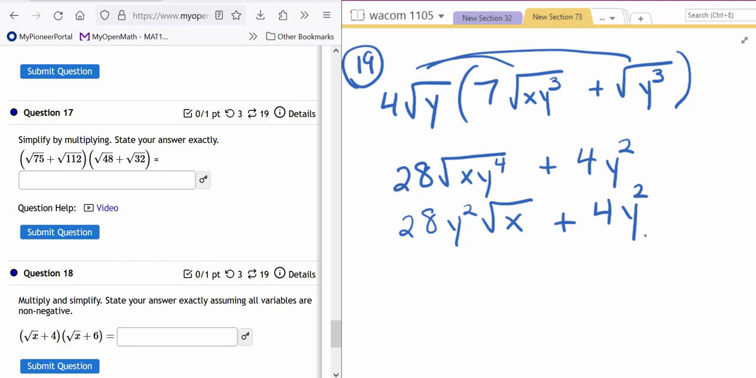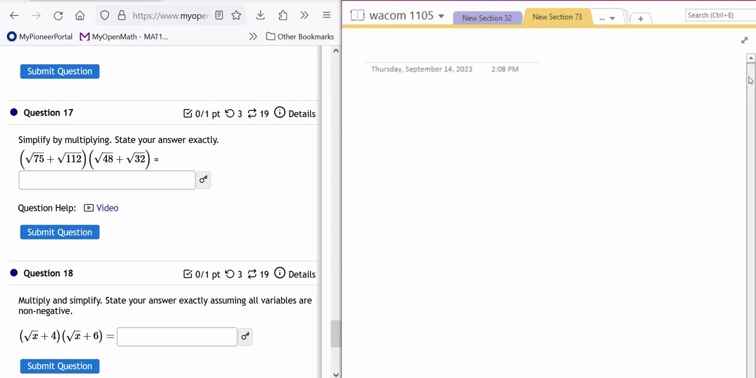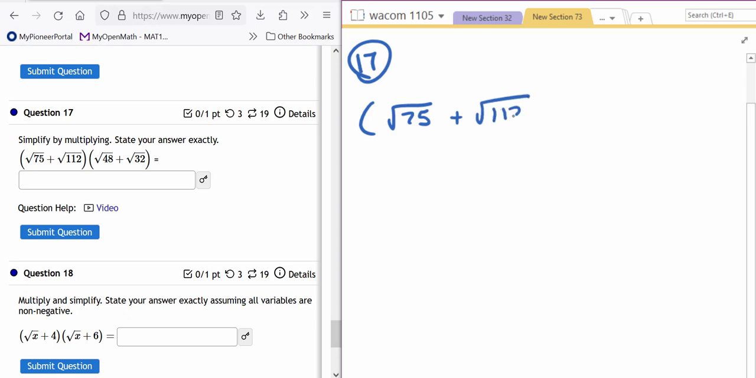Let's go back. We'll do this nasty problem. We'll see if Mrs. H can do it today. All right, it's a FOIL. You know what might be easier is if we try to break these down to begin with.